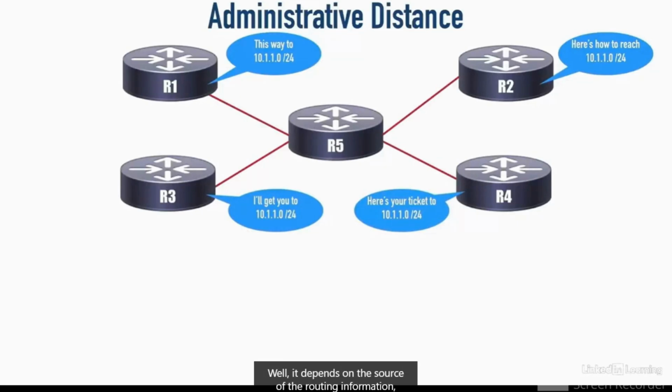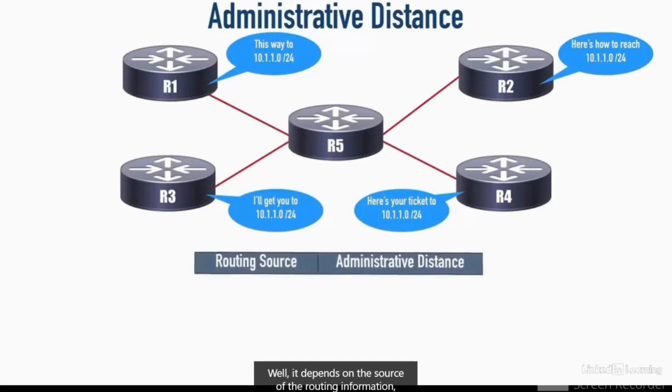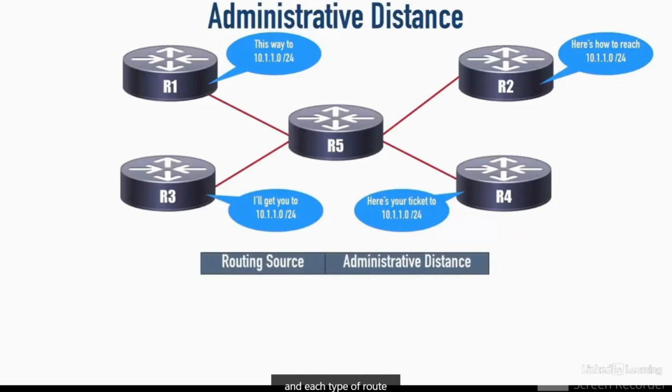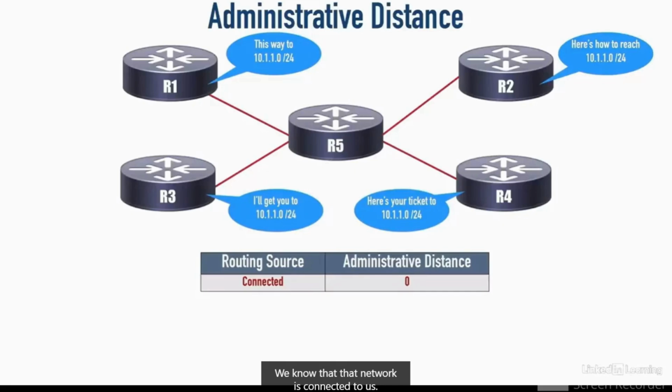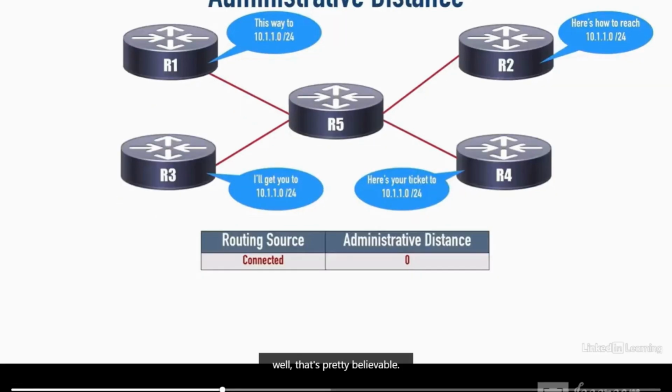Well, it depends on the source of the routing information, and each type of route information source has an associated administrative distance value, and the lower the value, the more believable that source. If we have a network that's directly connected to us, well, that's pretty believable. We know that that network is connected to us. We know how to get to that network because we're part of that network, and that's the most believable of all.